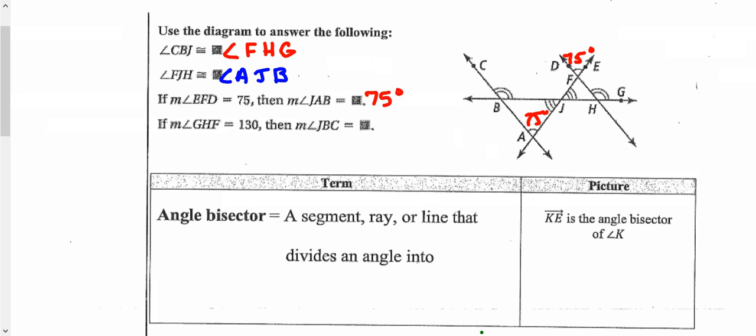It says the measure, then erase those. If the measure of angle GHF is 130, okay, let's find that one. So GHF, so right here, and then write that 130. Then JBC, so let's see here. JBC, it's going to pair with the two arcs. That's also going to be 130.